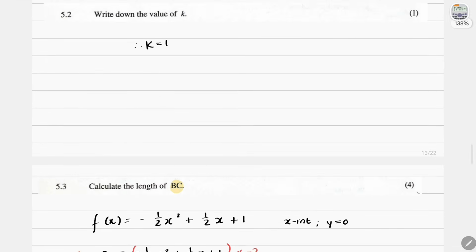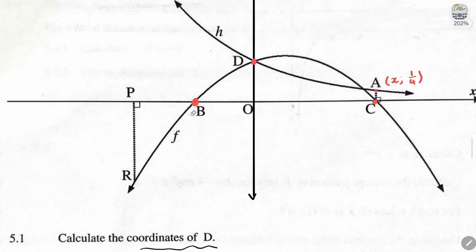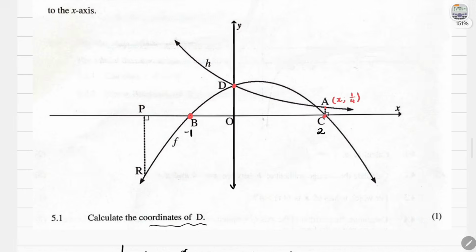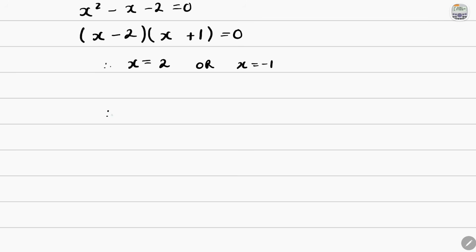And now we can just look at which ones would be b and c. This is the negative, so that is negative 1, and that is positive 2. That is great, and that really helps us a lot with a. Okay, so we can just tell them what b and c are. So the coordinates of b are negative 1 and 0, and c is 2 and 0.